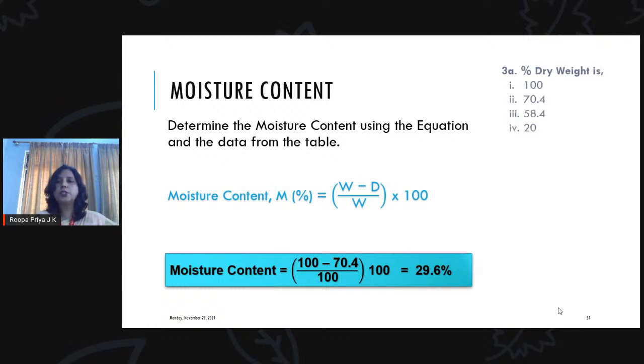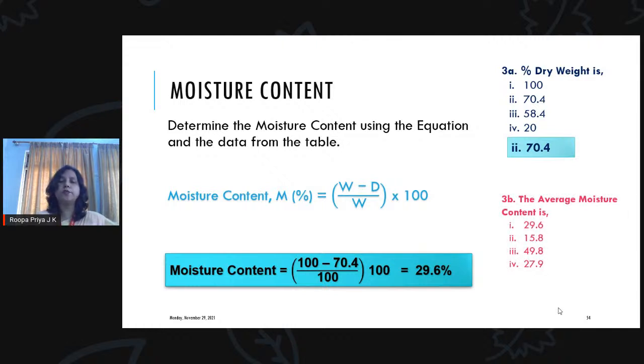Now, we have two questions to answer. What is the dry weight of these components? And the answer is 70.4, which we have calculated. The second question is, what is the average moisture content of this solid waste? And we have calculated this as 29.6%. So we have this as option 1, and our answer is 29.6 as the moisture content. Okay, so this is the solution to the given question, where we had two sub-questions.